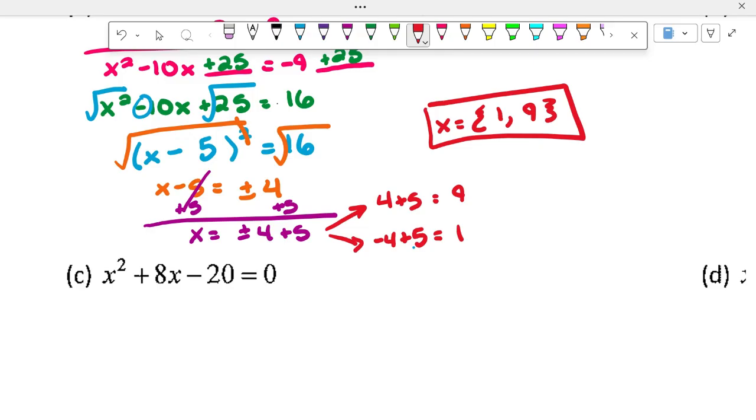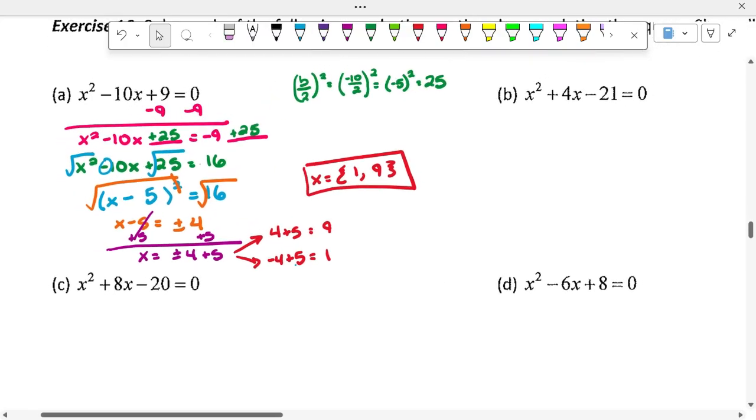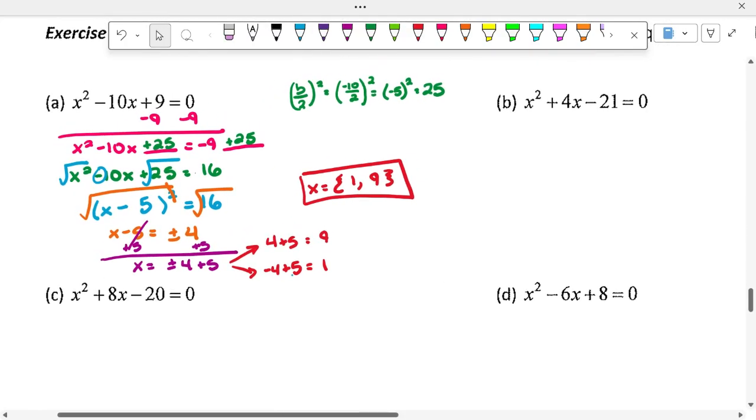Try letter B on your own. So I'm going to leave this up for reference. It's okay to get a radical that doesn't simplify, or if you get a radical that does not give you a perfect square. So I left A up for reference. Everyone should be trying letter B using the same method.